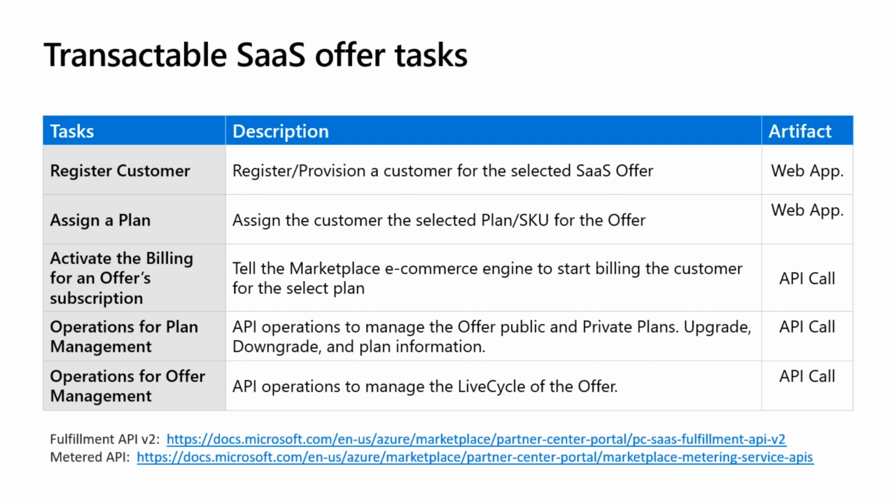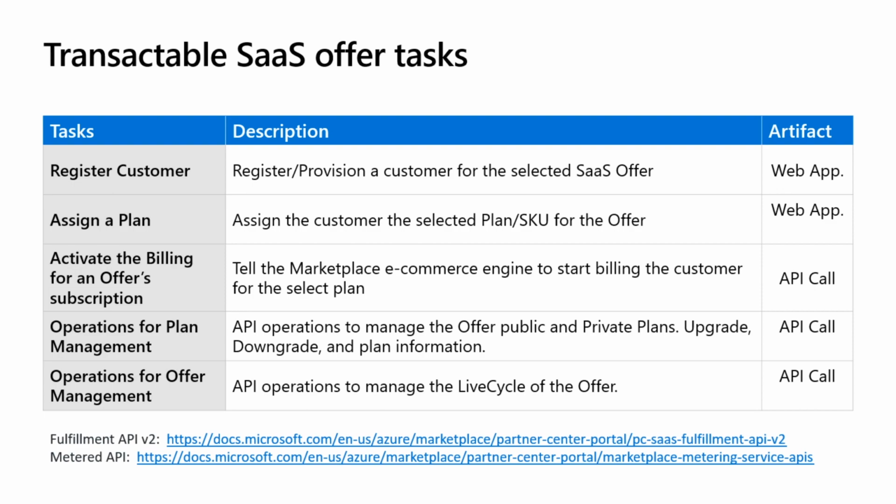Also, you need to have the ability of assigning a plan to that customer, and also to upgrade or downgrade from a plan, right? So that will come from a web app based artifact. The last three areas are activating that billing, so we can start billing the customer, and operations for upgrade, downgrade, and operations for the offer management lifecycle. Those all come from the API calls.